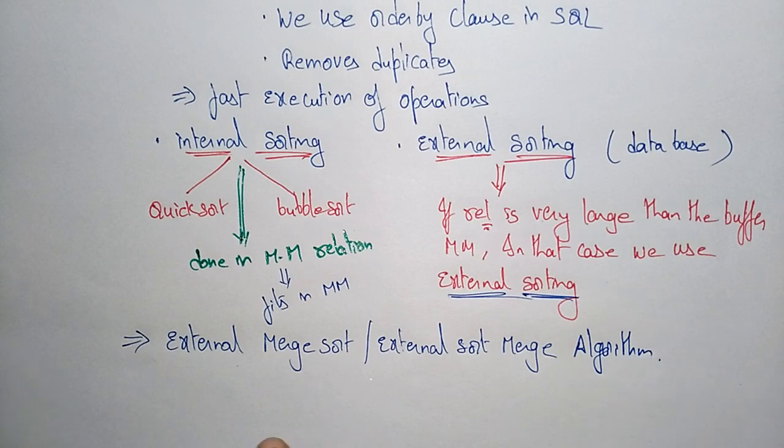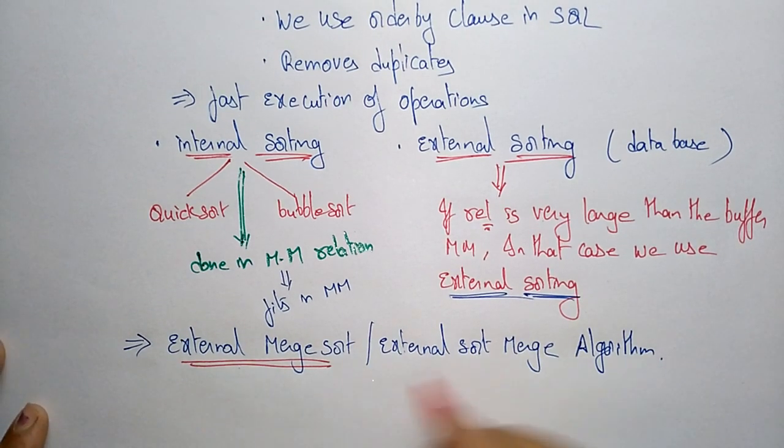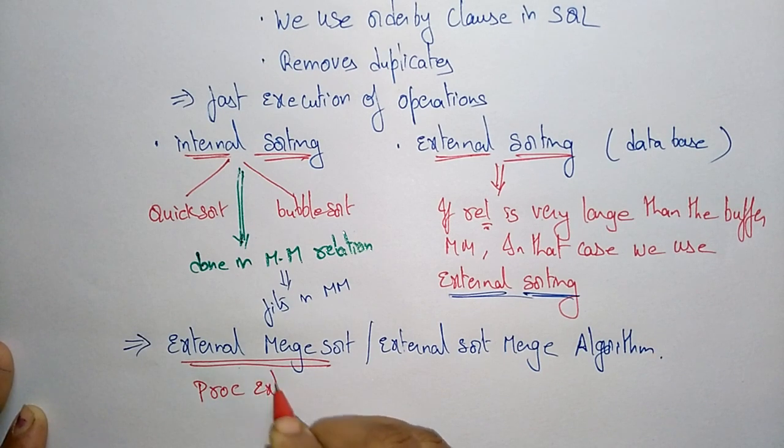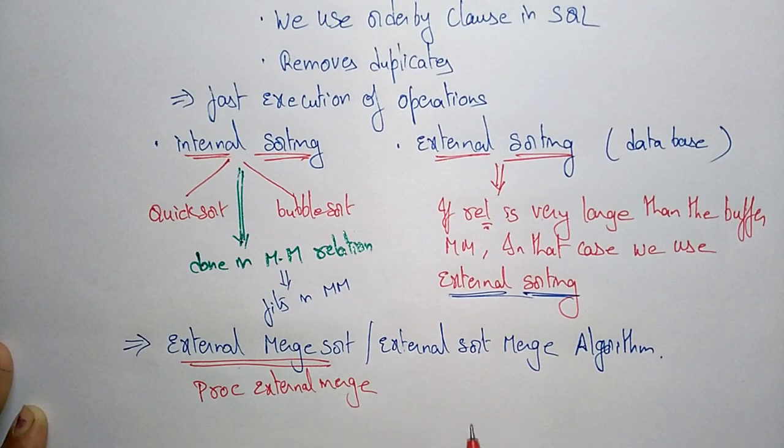So based on this concept, the database uses only the external merge sort while storing the data. Okay, so let us see this algorithm. What is this external merge sort algorithm? Let us see. Start the procedure: external merge sort.